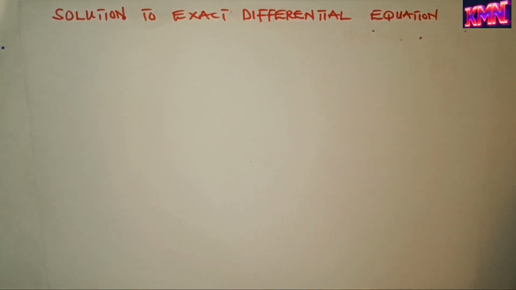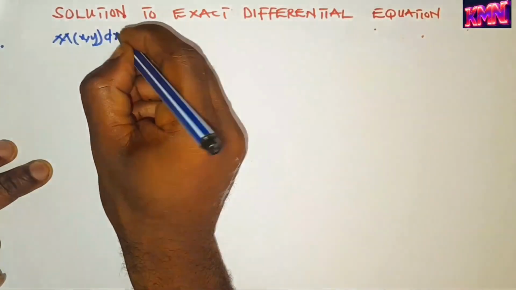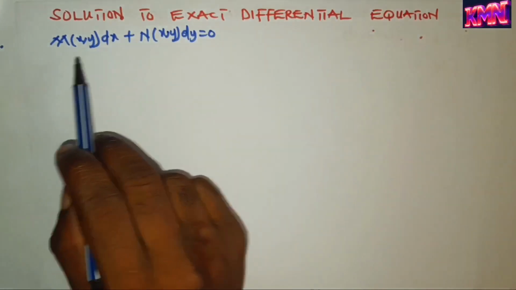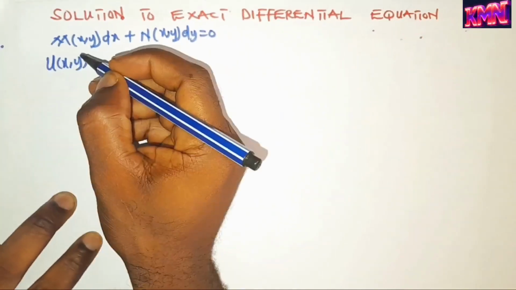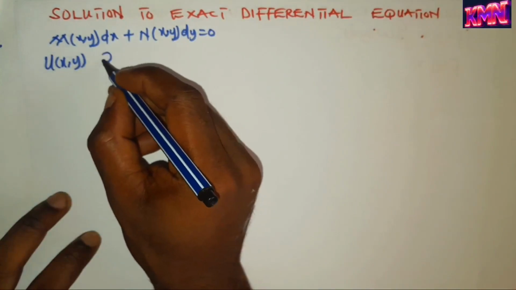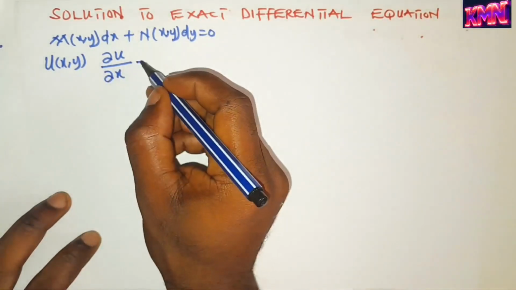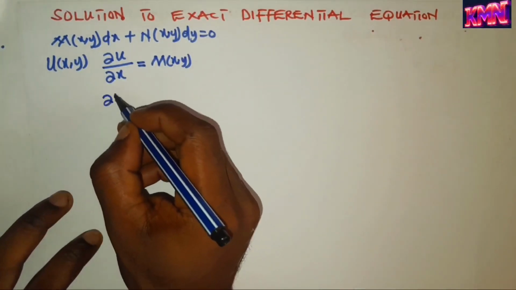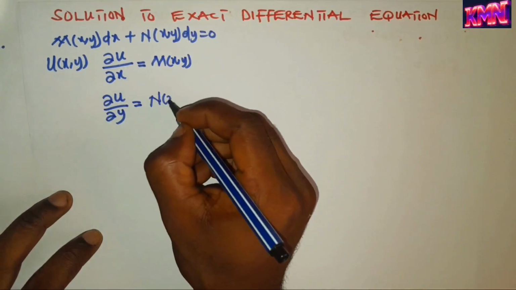Remember, in our previous lesson, we learned that a first order differential equation of the form M(x,y) dx plus N(x,y) dy equals 0 is exact if there exists a particular function u(x,y) such that the partial derivative of u with respect to x gives us M(x,y), and the partial derivative of u with respect to y gives us N(x,y).